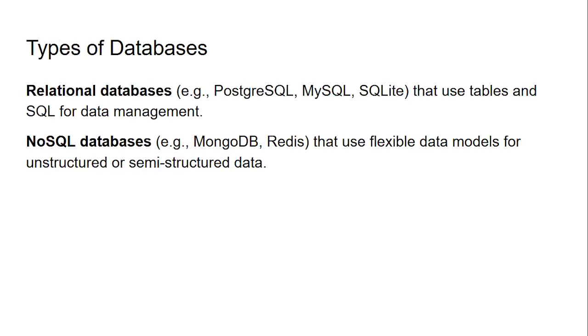We have types of databases. One, relational databases. Examples: PostgreSQL, MySQL, SQLite. These are variations of relational databases that use tables and SQL for data management. Two, NoSQL databases. Examples: MongoDB, Redis. They use flexible data models for unstructured or semi-structured data.